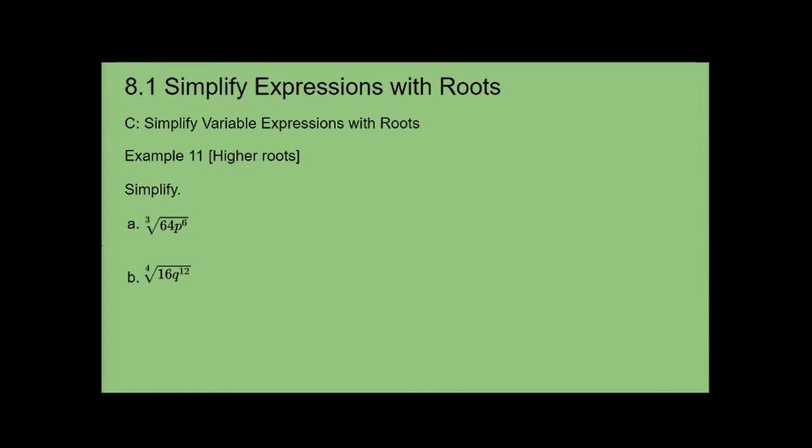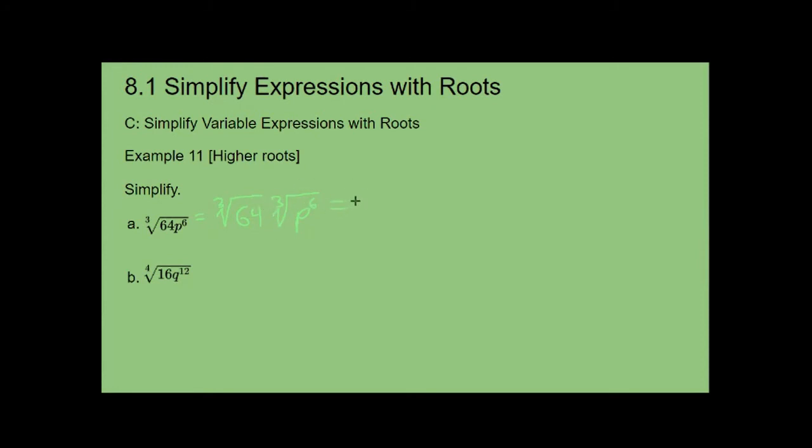Let's look at some higher roots. So now we're past square root and we're doing cube root and fourth root. We do it the same way as we do with the square root, but with cubed and fourth roots. So in this one, we can rewrite it as the cube root of 64 times the cube root of p to the 6th. Okay, the cube root of 64 is 16, nope, 4 times 4, it's 4.